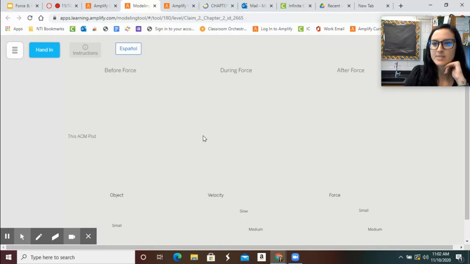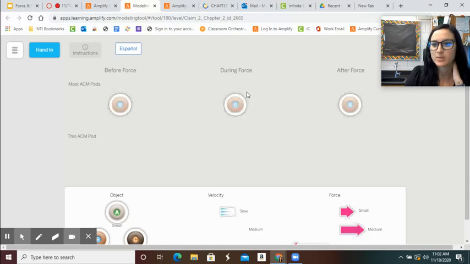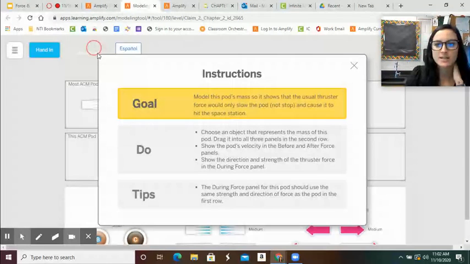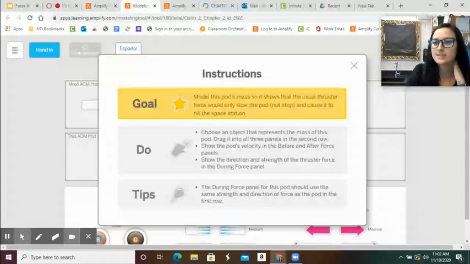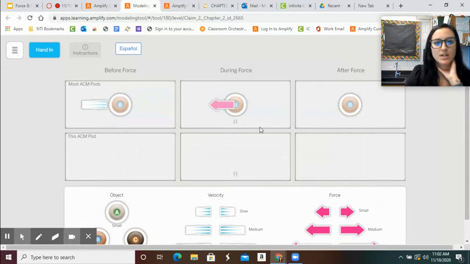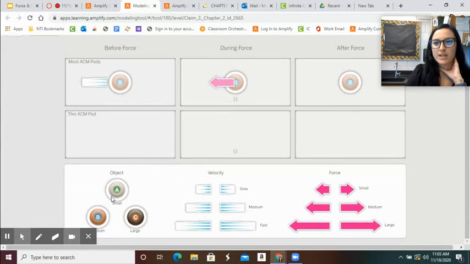And then same thing as before, the top is showing what should have happened. So it's going to be the same scenario as before. Medium speed, getting an opposite force acted on it and stopping. This time we are going to model the second claim, which has it show that the thruster only slows it down so it doesn't stop it, causing it to hit the space station and bounce off. So thinking about what we did last time, we had a lighter object. So this time the object would need to be heavier because that force could not act on it enough.